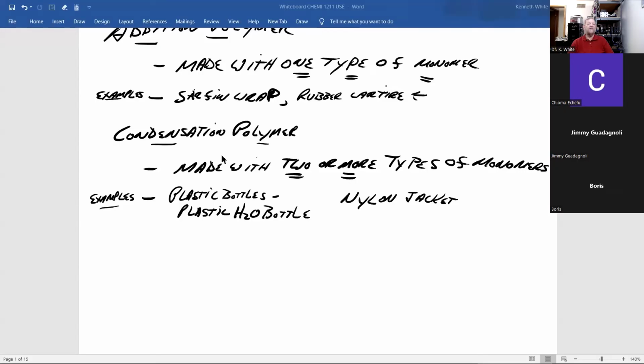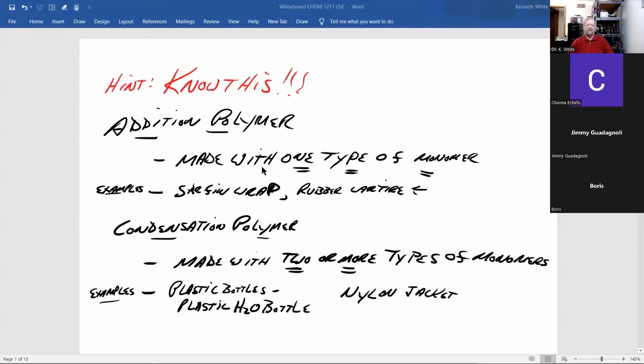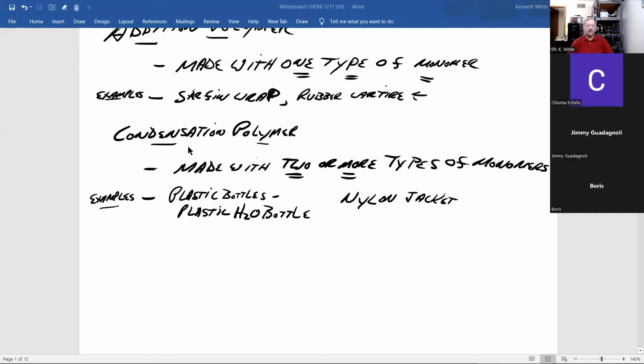So you should know addition polymer is made with one type of monomer. Example, saran wrap and rubber car tires. You should know condensation polymer is made with two or more different types of monomers. Let me move us over so you can see that. Examples are plastic water bottles or nylon jackets or anything else, nylon articles.